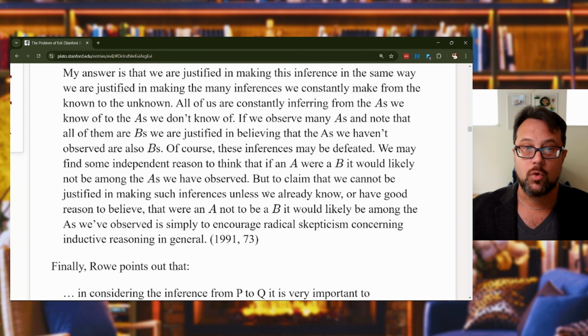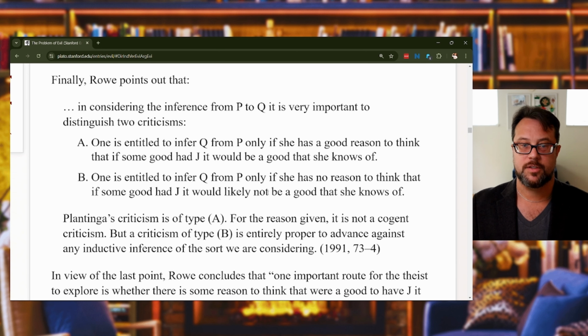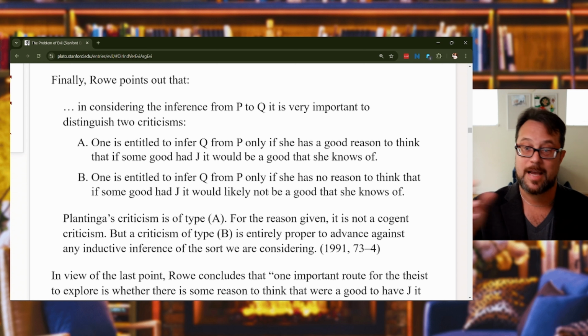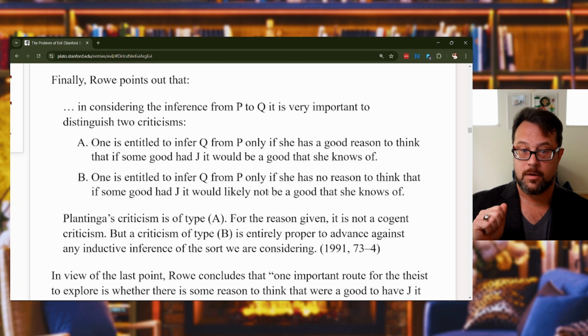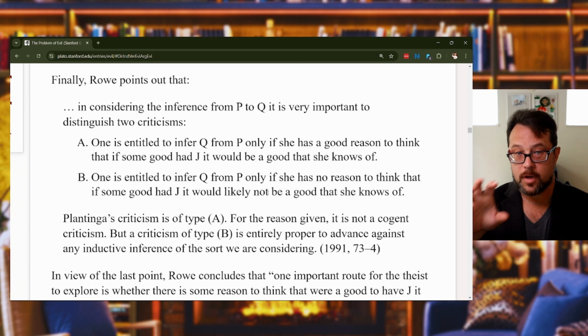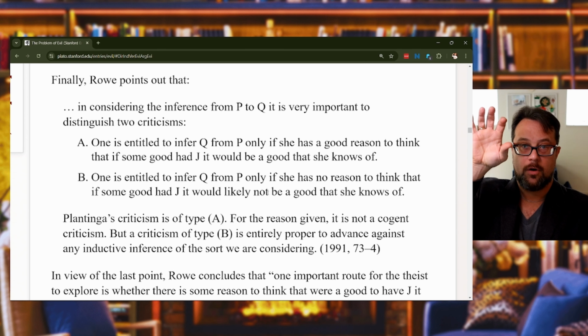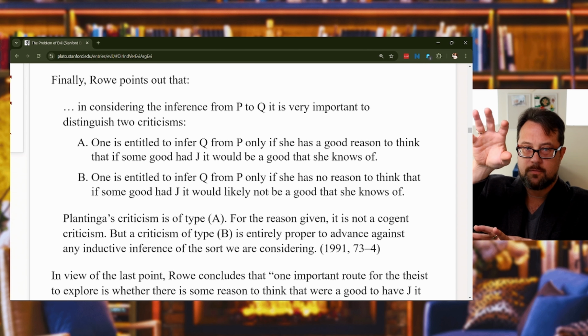You have to be able to rule out all kinds of things or rule in all kinds of things. So you invite inductive skepticism. Then Rowe points out that there are two ways of taking Plantinga's criticism, A or B. A: one's entitled to infer Q from P only if she has a reason to think that some good had J would be a good you know of. So you have to have a reason to infer Q from P. You have to have this reason to think you would know about it.